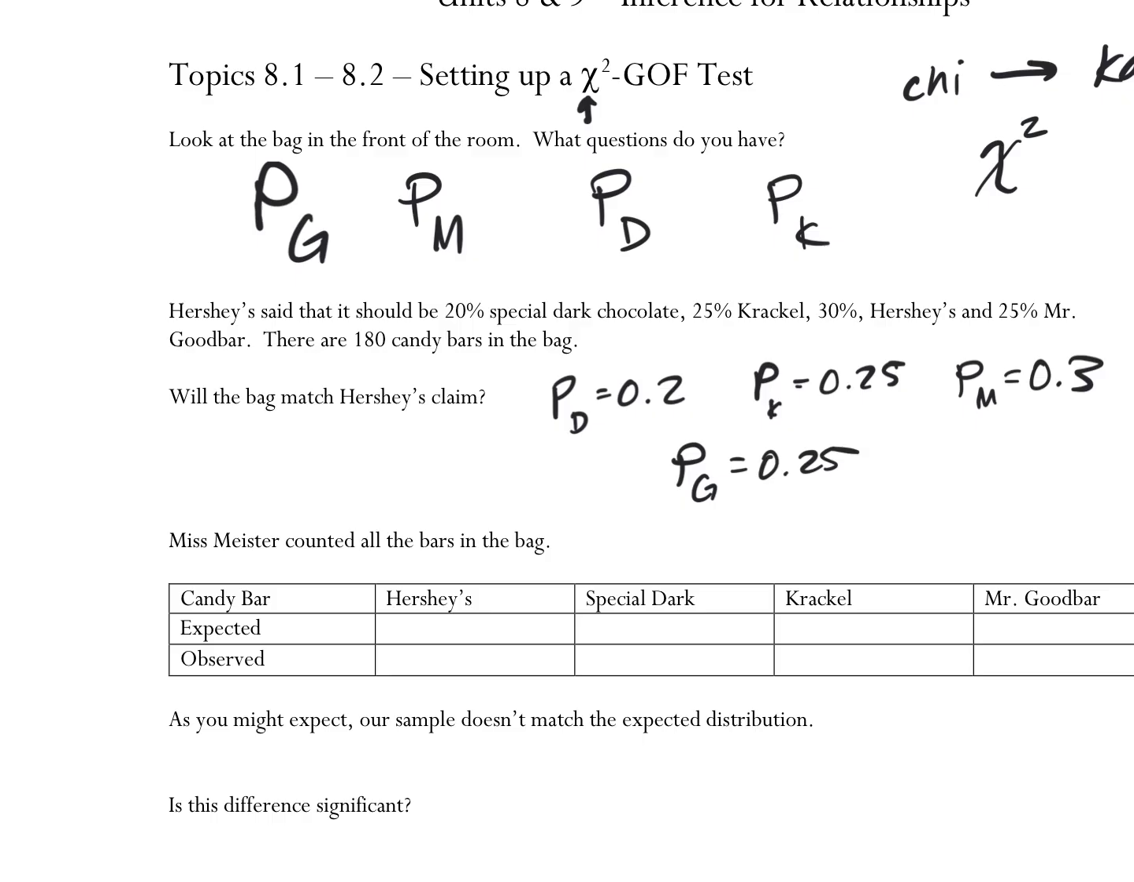And I said 180 candy bars, but it turns out that I've already counted how many candy bars were in this bag. I just gotta do some real quick adding. And there was, in fact, 120 candy bars in this bag. So my sample size here is n equals 120. Everybody good?